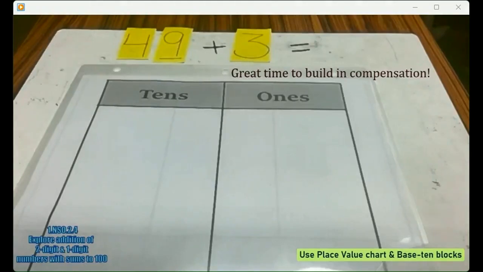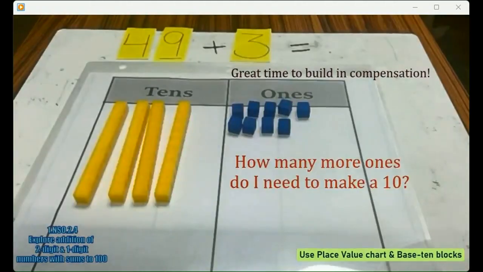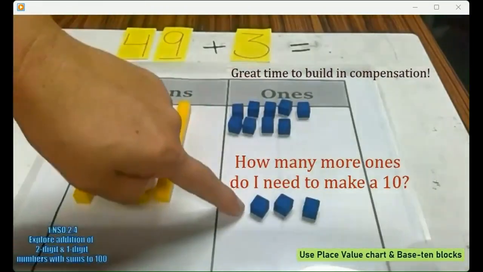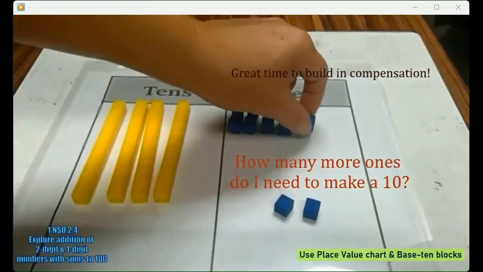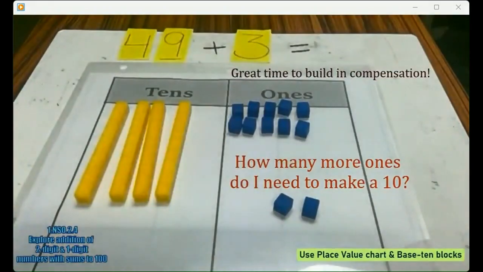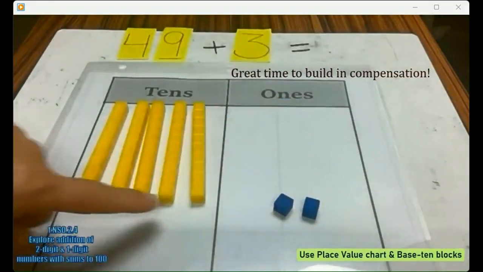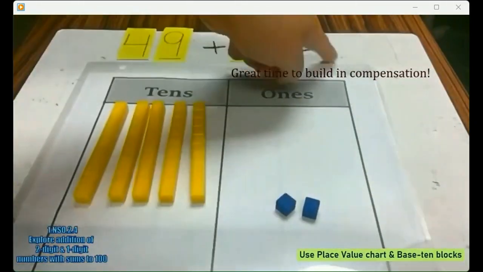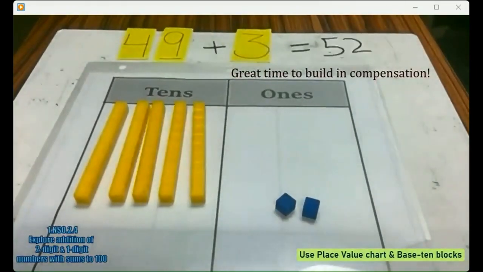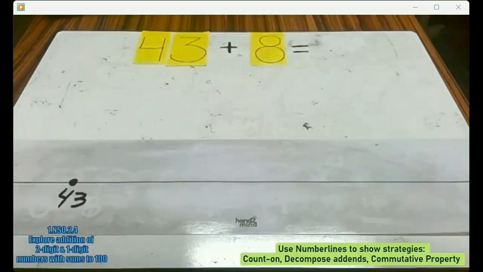This is also a great time to build in some compensation, talking about how close a number is to making a 10. Might have students think flexibly about numbers. 49 is really close to 50, so if a student takes one more, that would leave a remainder of 2, and the 10 would be 5.